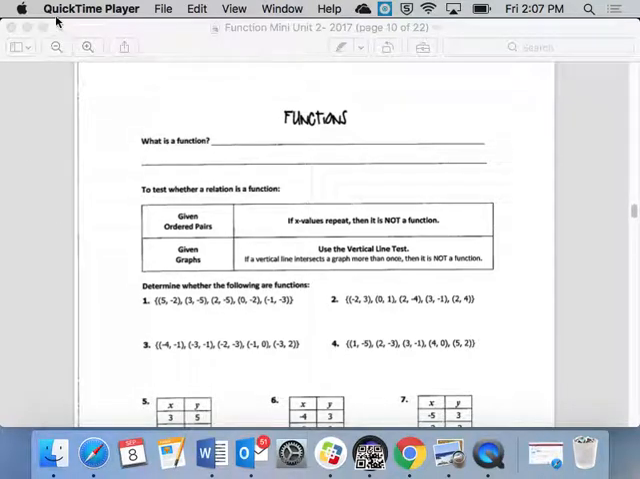We'll talk through what it means to be a function and how you can identify a function. So a function is just a special relation where the x values don't repeat.